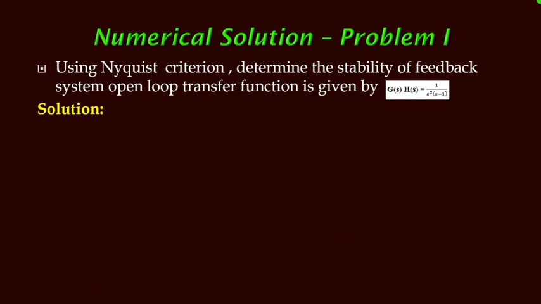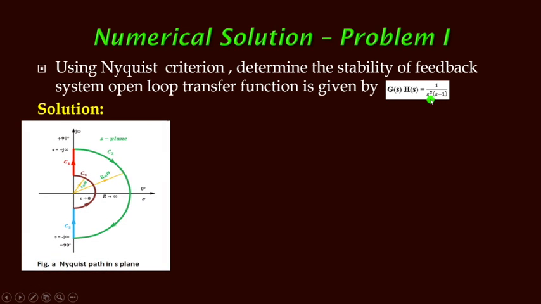Numerical solution problem 1. Using the Nyquist criterion, determine the stability of the feedback system whose open loop transfer function is given as G(s)H(s) equal to 1 by s square into (s minus 1). Here s square means s equal to 0, 0. Two poles are present at the origin. This is the Nyquist path in the S plane. This C4 path is added to the Nyquist path for poles at the origin.